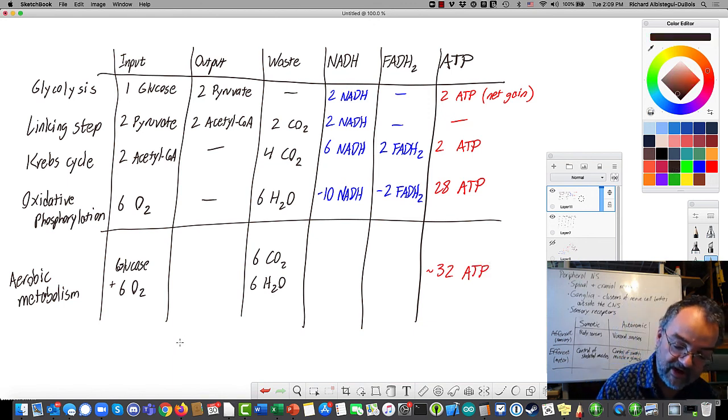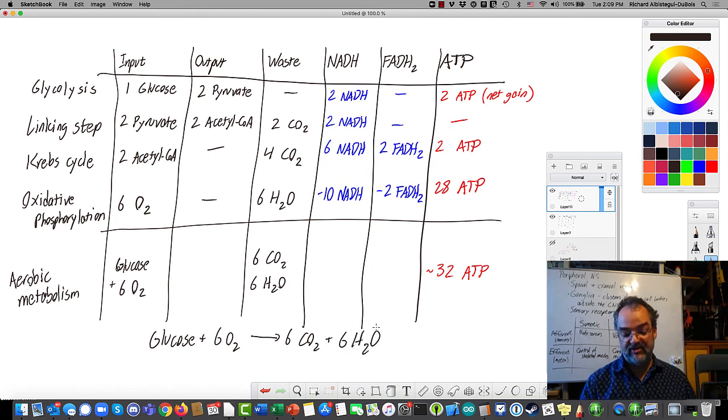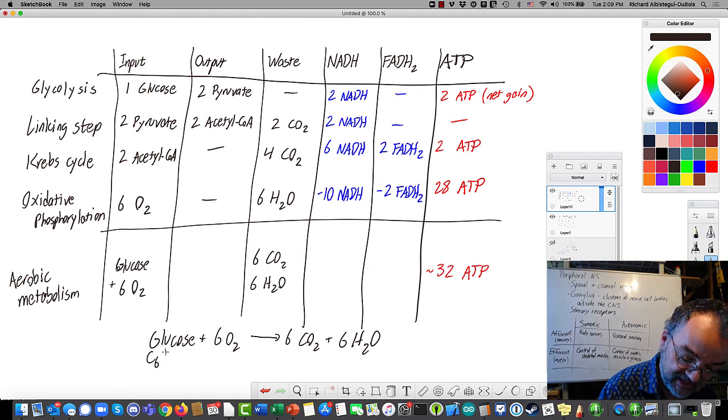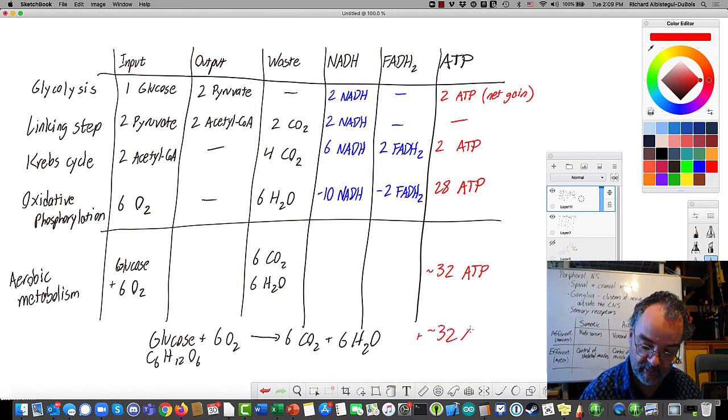So the total equation for aerobic metabolism is glucose plus 6 oxygen produces 6 CO2 plus 6 water. That actually balances out. The formula for glucose is C6H12O6. So you can actually see that this equation balances if you go track all the carbons, oxygens, and hydrogens. And in the end, about 32 ATP worth of energy. That's what aerobic metabolism of glucose does for us.